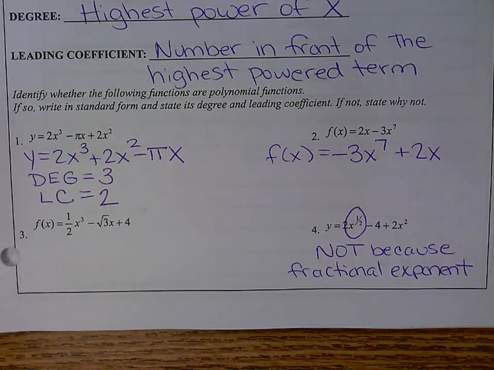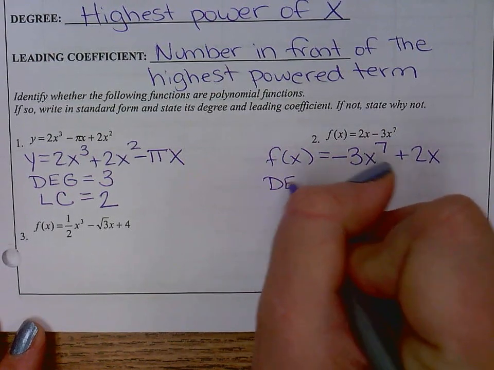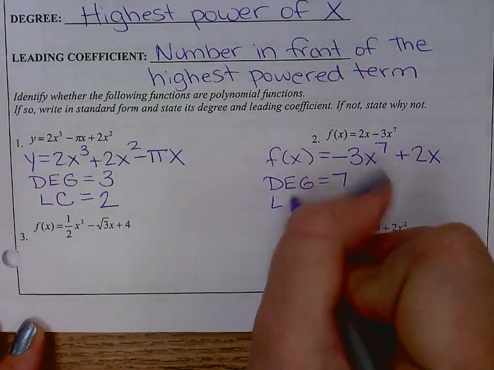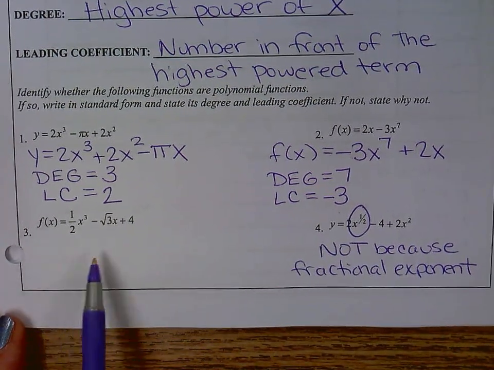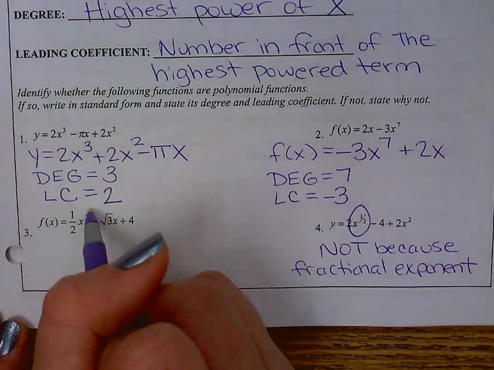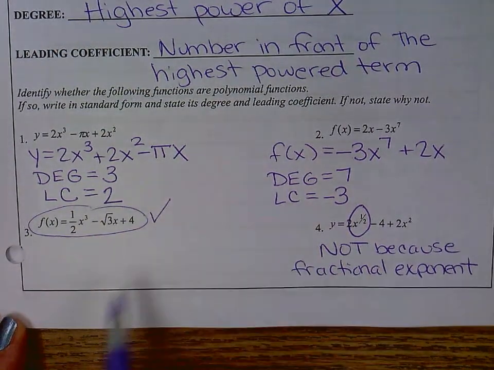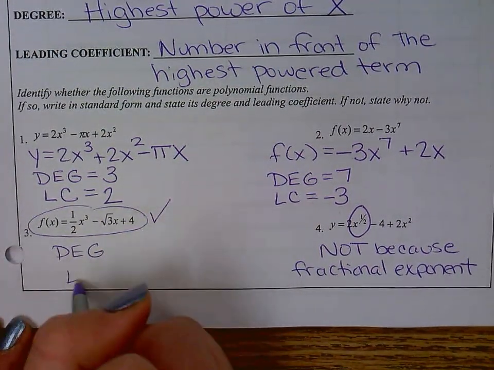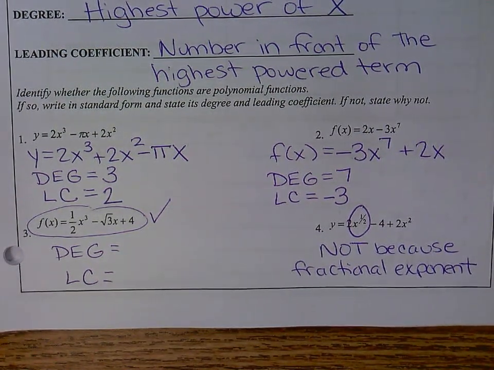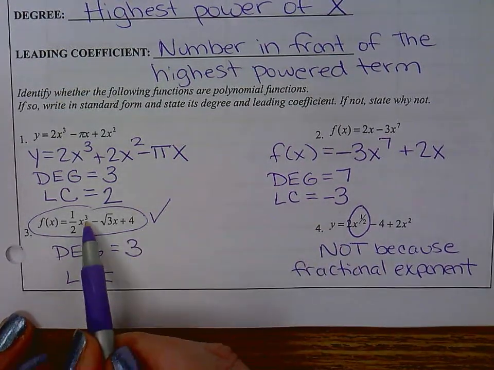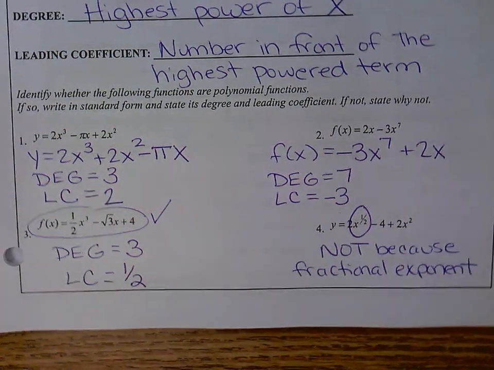Okay. So what was my degree for this one? My degree would be 7. My leading coefficient should be -3. And then on this last one, it's already in standard form. I'm just going to circle that this is standard form. And what would be my degree and what would be my leading coefficient? My degree is 3, that's cubed. My leading coefficient is number 1/2.